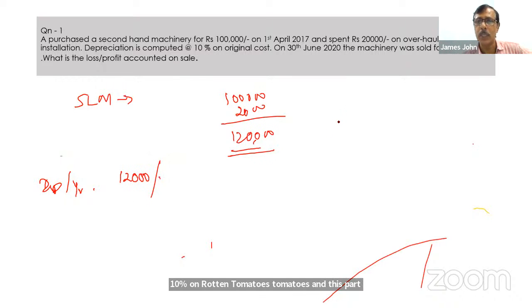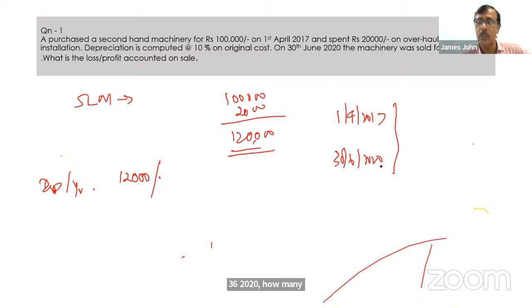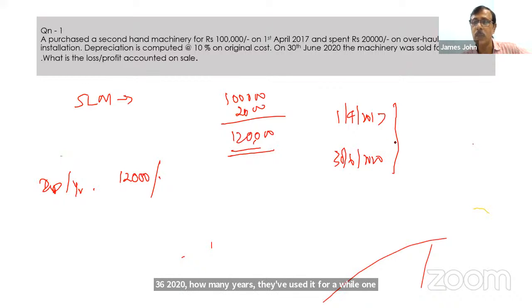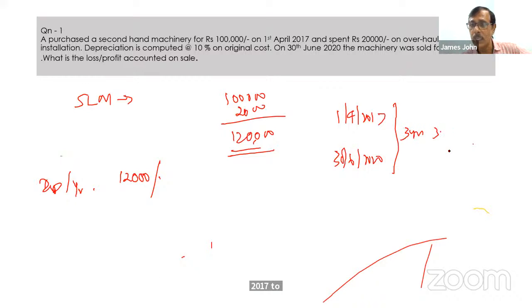Now they acquired the machine in 2017, and when they sold it on 30/6/2020, how many years have they used it? From 1/4/2017 to 30/6/2020. 3 years, sir. Only 3 years? 3 years and 3 months. 3.25 years. 2 months, 3 months, isn't it? 30th June.